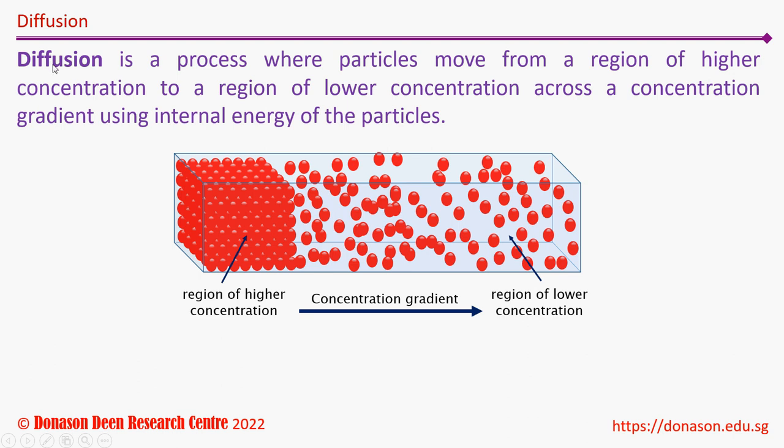So diffusion says that it is a process where the particles move from a region of higher concentration, which is on this side, towards the region of lower concentration, which is on the right hand side, across the concentration gradient. And this is entirely done using the internal energy of the particles. We do not have to heat, we do not have to do anything. The particles will just begin to move on their own from the higher concentration region to a lower concentration region. And this is the process called diffusion.